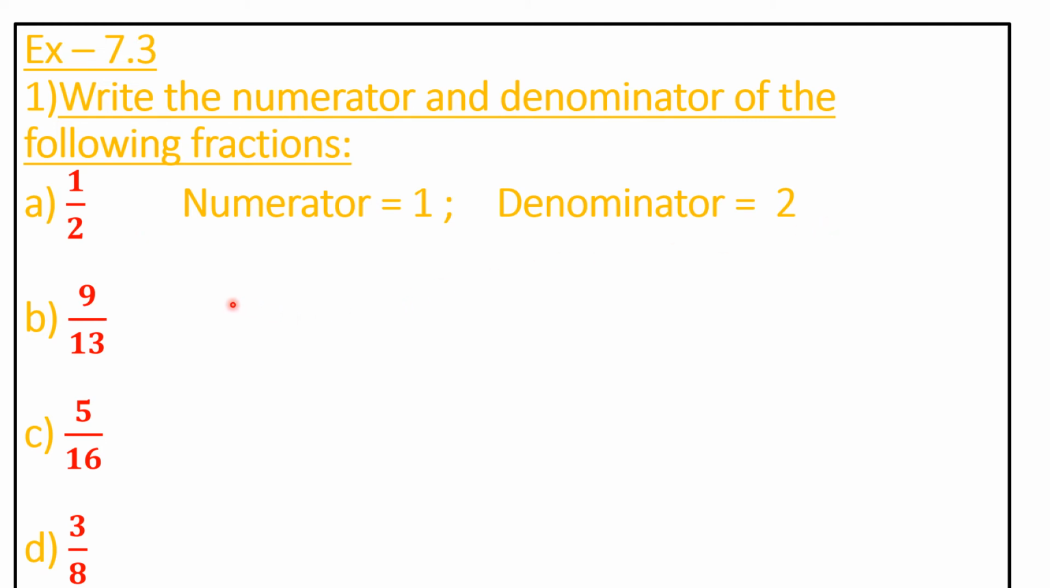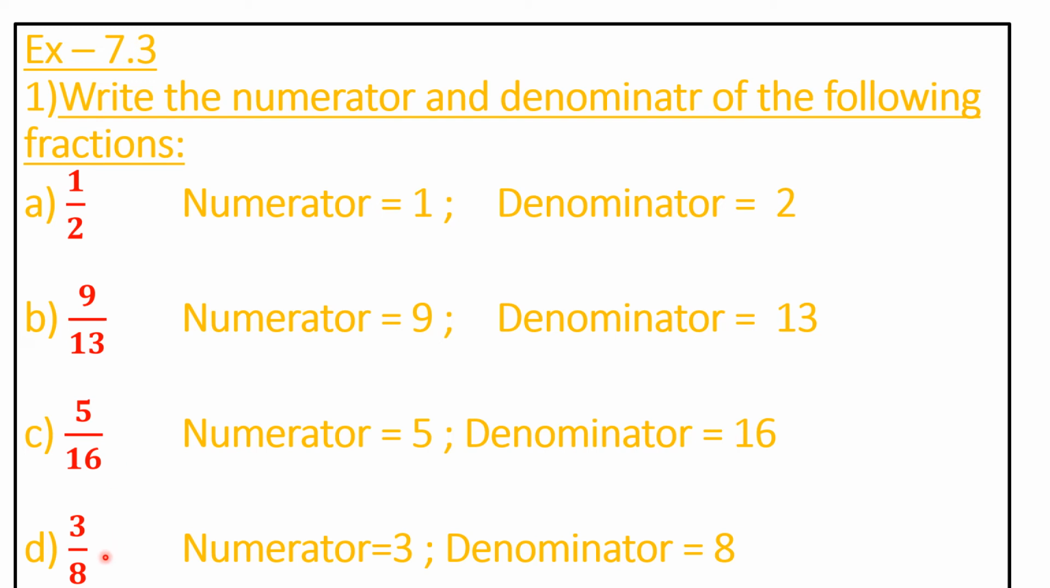In the same way you will write for question B also. Numerator is 9, denominator is 13. Now question C. Numerator is 5, denominator is 16. Now in question D, numerator is 3 and denominator is 8. So you may see I have written. In this way you will write in your copy.